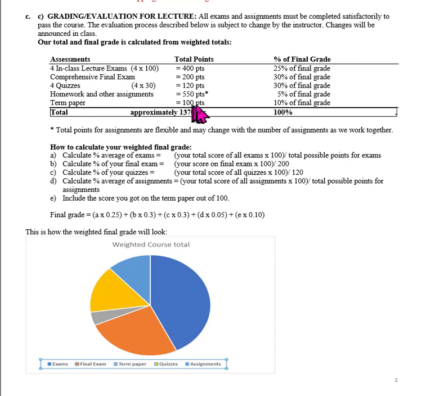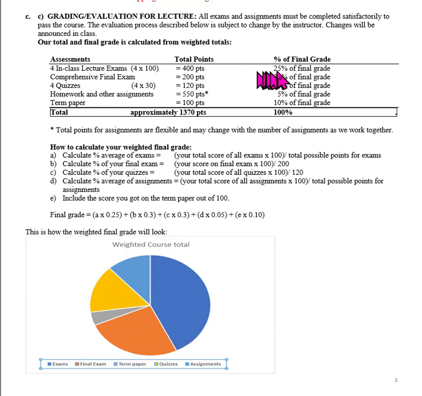Then we also do a term paper on a given topic that you choose, and you write that term paper, and that is worth 100 points. So if you add all that up, you're working towards somewhere around 1,370 points, roughly.